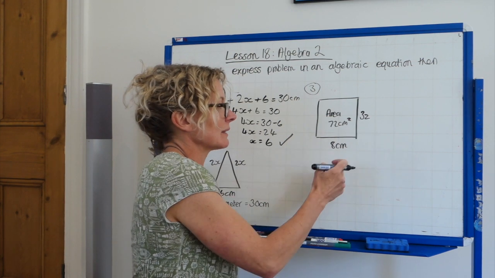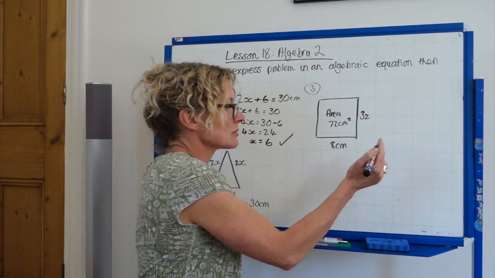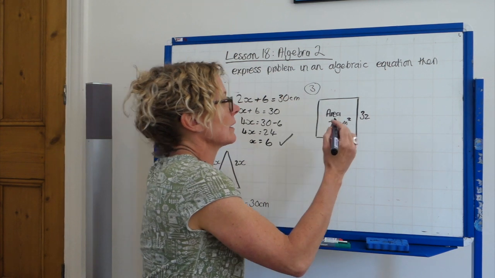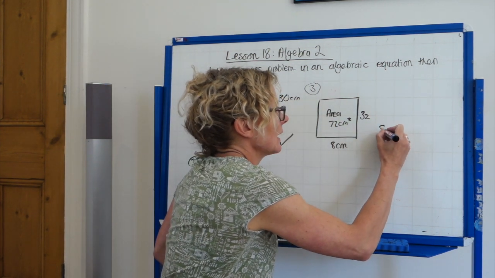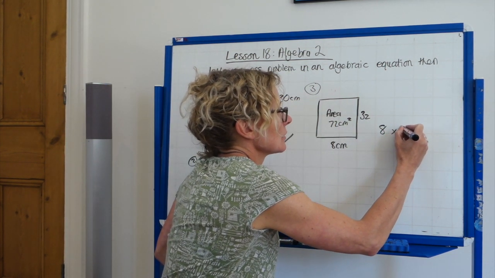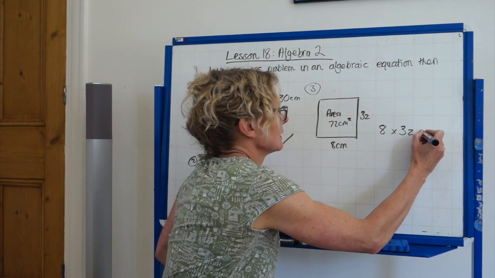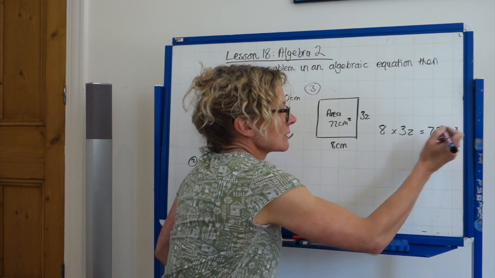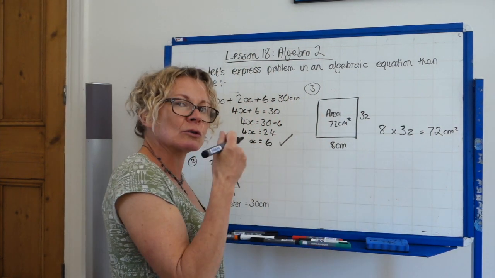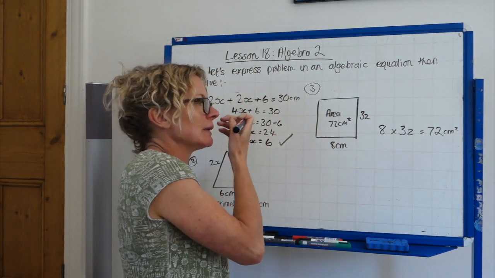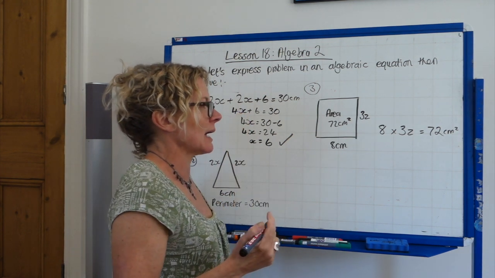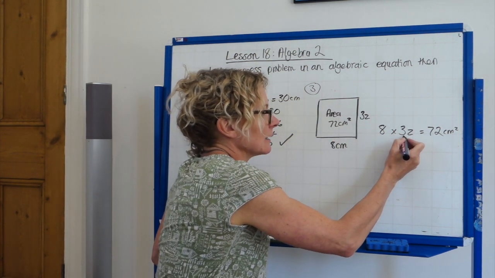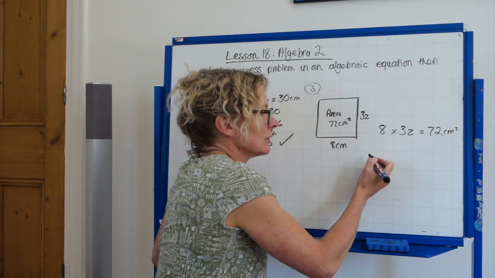So how do you find the area of a square or a rectangle? You times that by that, don't you? Okay, to get that. So let's write that algebraic equation. So 8 times 3z equals 72. Let's put centimetres squared, okay? So we've written out what we know. Now we need to balance it out, okay? So 8 times 3z equals 72.